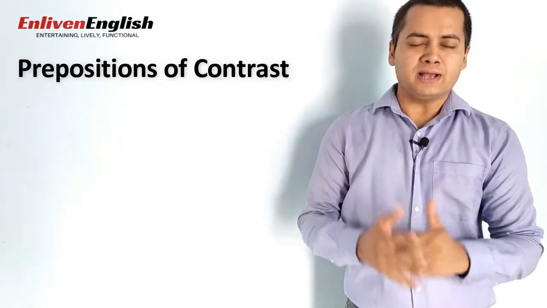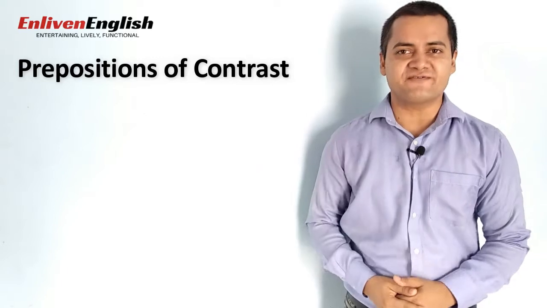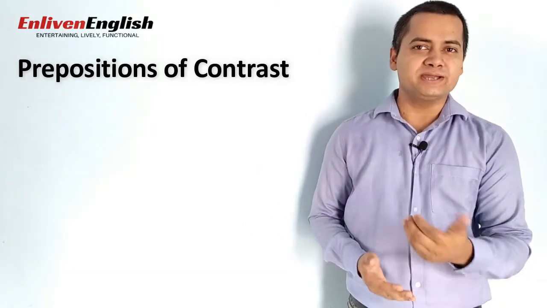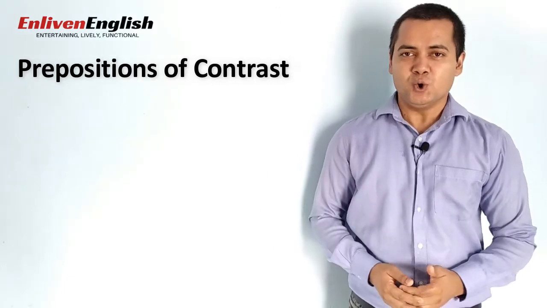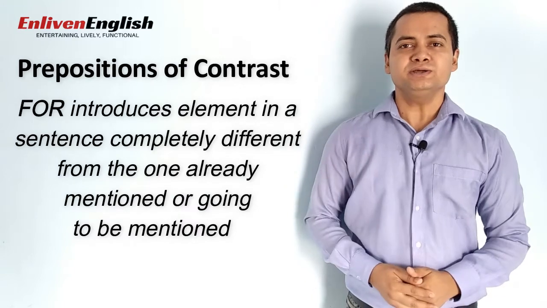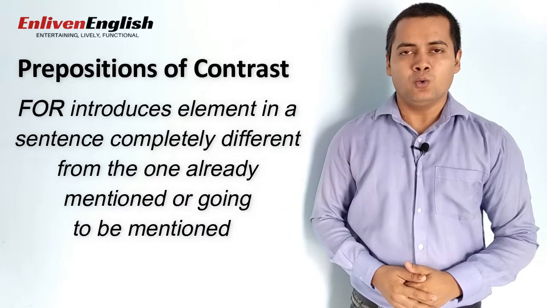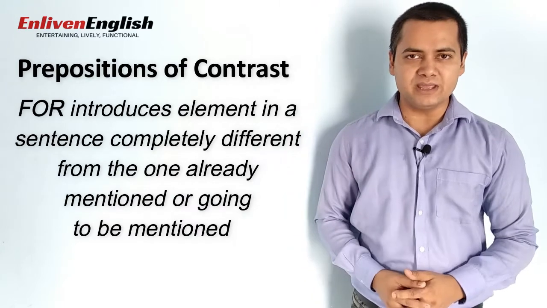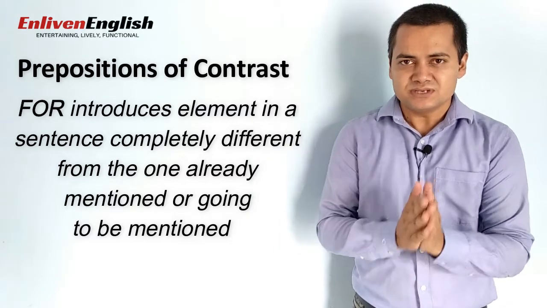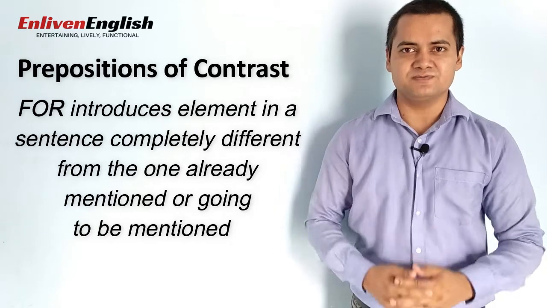The word contrast means something strikingly different from another, as good and bad, black and white, day and night, and so on and so forth. Preposition of contrast for introduces an element in a sentence which is completely different from the element already mentioned or going to be mentioned. Let's see some sentences to understand this better.